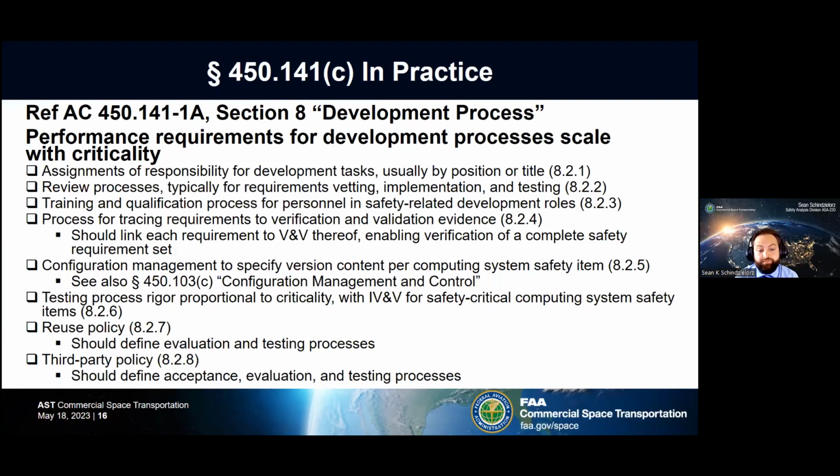processes involving safety critical code, with appropriately trained personnel. Trace safety requirements to verification and validation evidence. Processes that allow the operator to test the content of the software used in each proposed operation. Verification and validation processes proportional to criticality. Reuse and third-party policies that ensure all safety requirements are verified. Means of compliance for each of these can be found in Section 8 of 450.141A1.